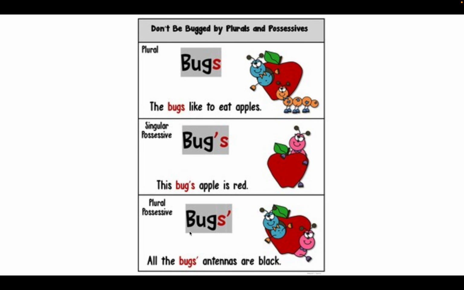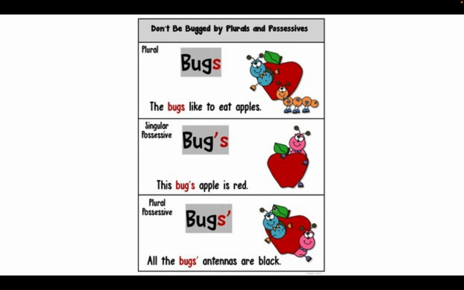Plural possessive. The only difference here is that there's more than one of the things. So we're still showing ownership. It's just that instead of being one bug, there's two bugs. So all the bugs' antennas are black. But what's the difference? The singular possessive, the apostrophe goes before the S. And the plural possessive, the apostrophe goes after the S.